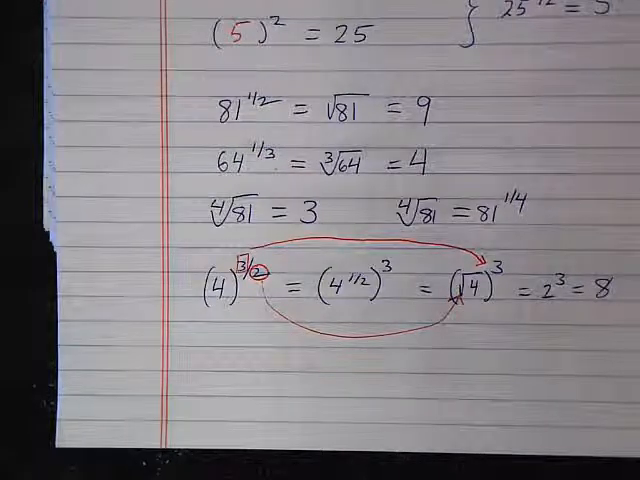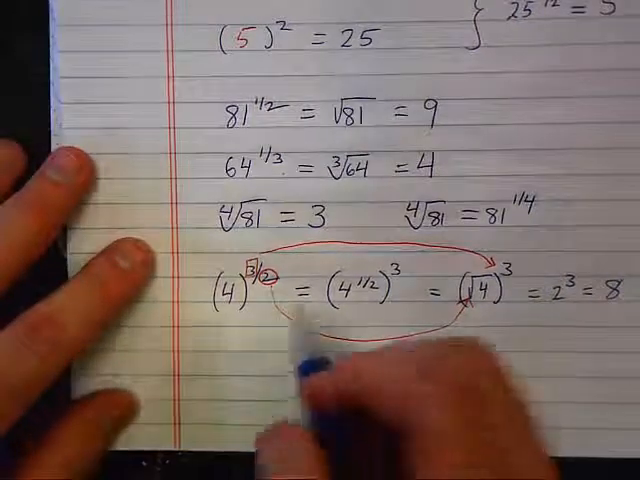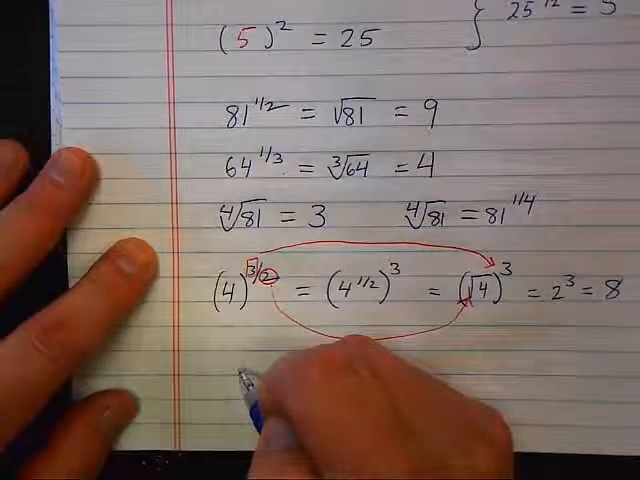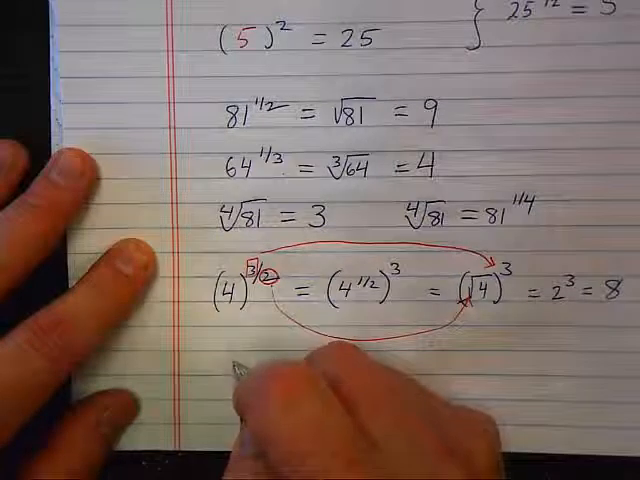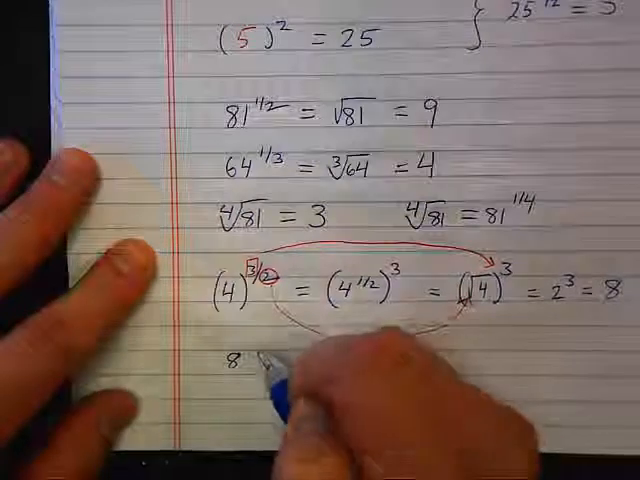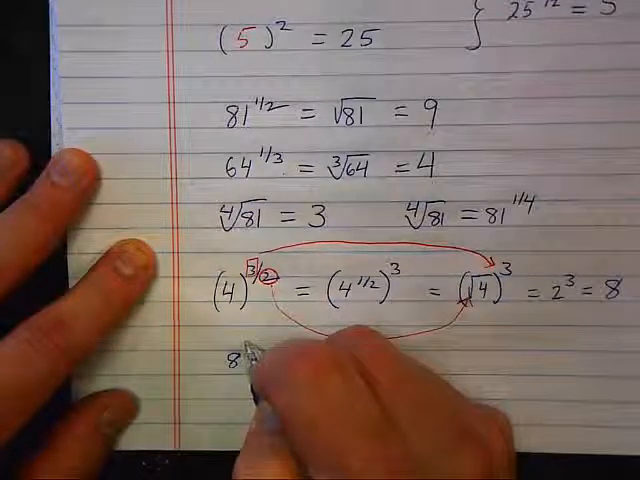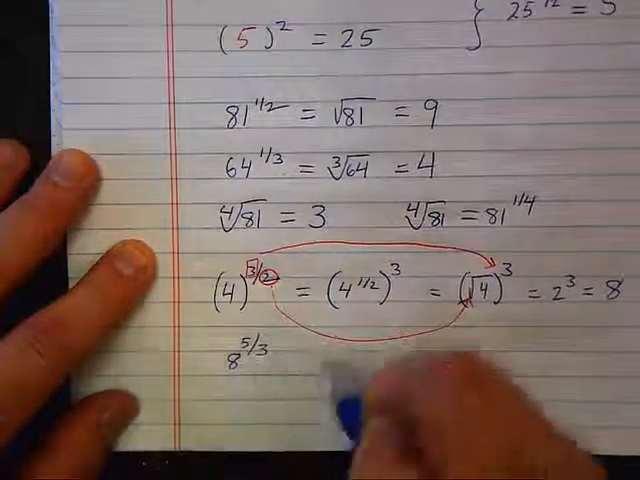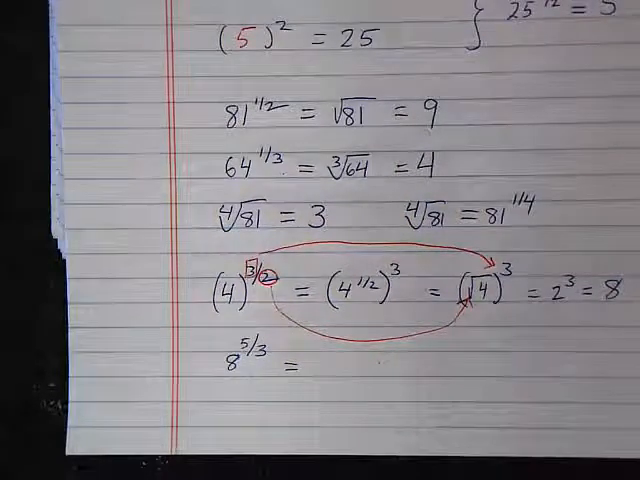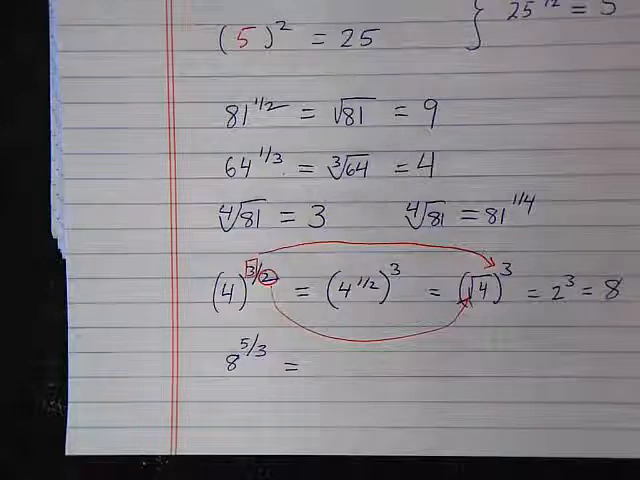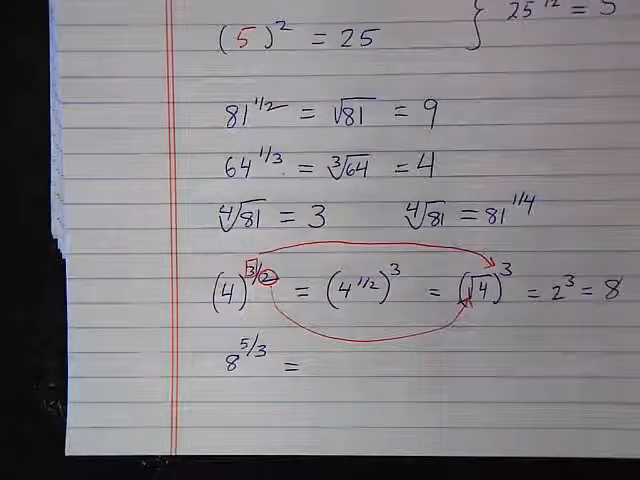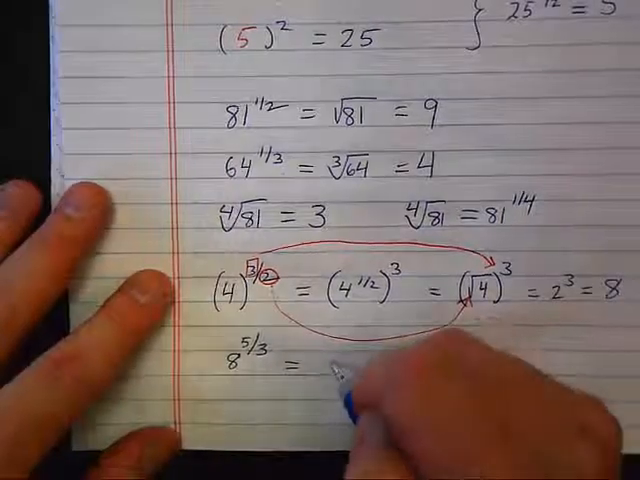All right, so one more of those. How about, I need a good number. 8 to the 5/3. So this time you notice that your fraction has a 3 on bottom. If you have a 3 on bottom, what root is that? Cube root. So this is going to be the cube root of 8.